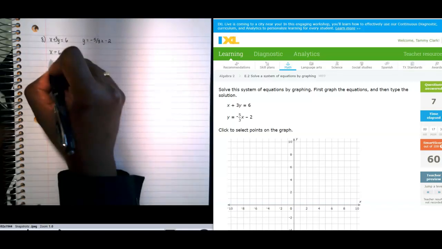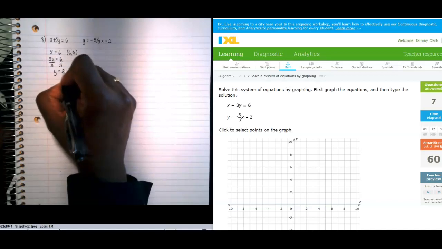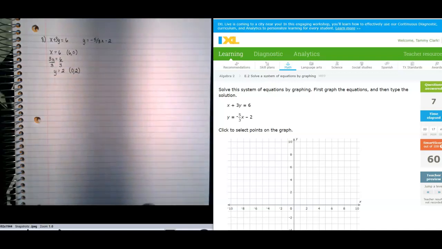And then if I want to do the y portion, 3y is equal to 6. I'm going to solve for y. Y is equal to 2. So this ordered pair would be 0, comma, 2. That's if you want to do it that way.